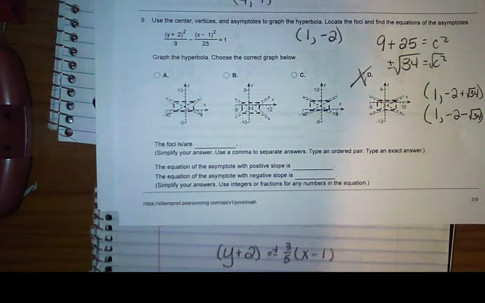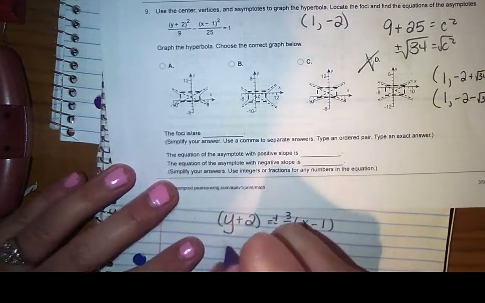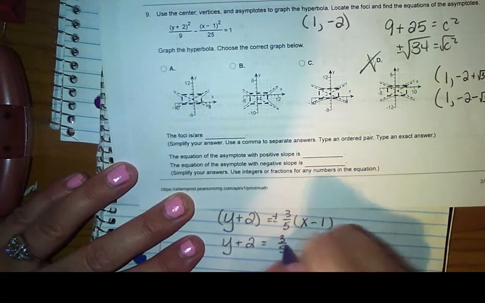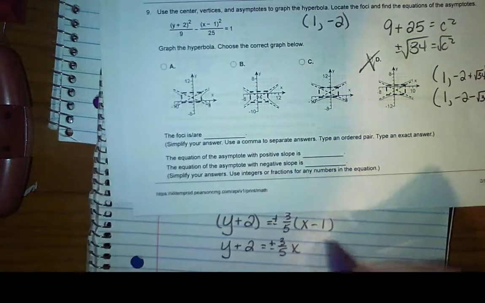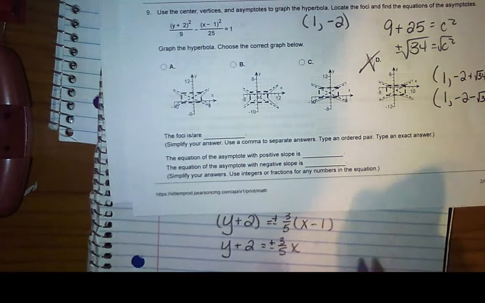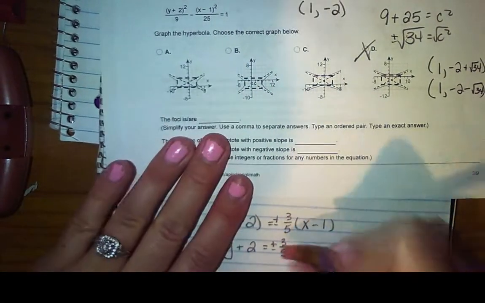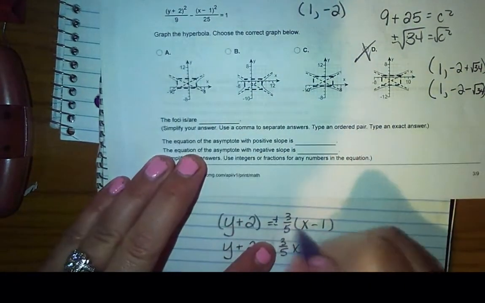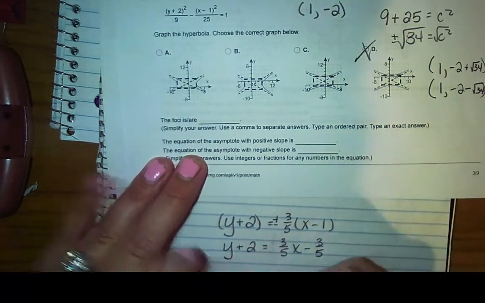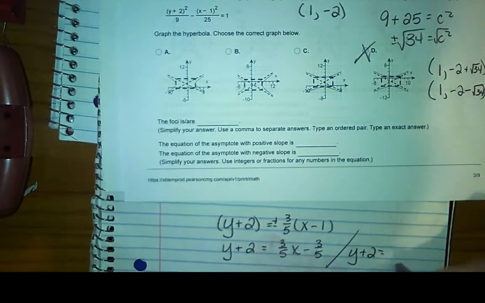Okay, so when I clean this up, you might be able to just enter it this way, but just in case you can't. Okay, so I've got y plus 2 equals plus or minus 3/5 x, and then plus or minus 3/5 times 1. Okay, so that's going to change that. I was going to distribute that. All right, so I've got positive 3/5 x times negative 1 is negative 3/5. Okay, and then I've got y plus 2 equals negative 3/5 x.